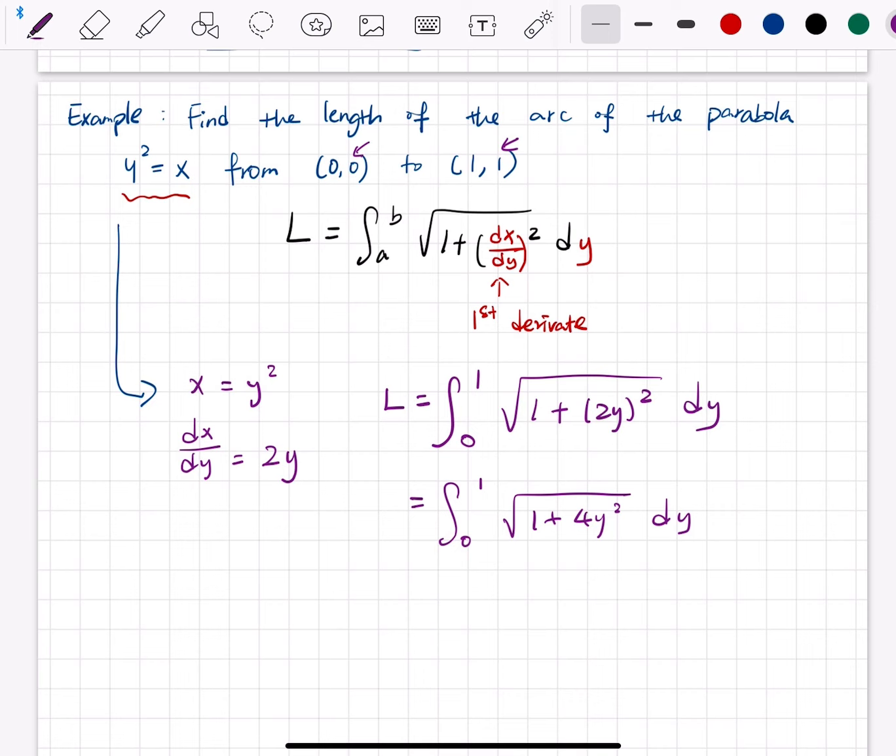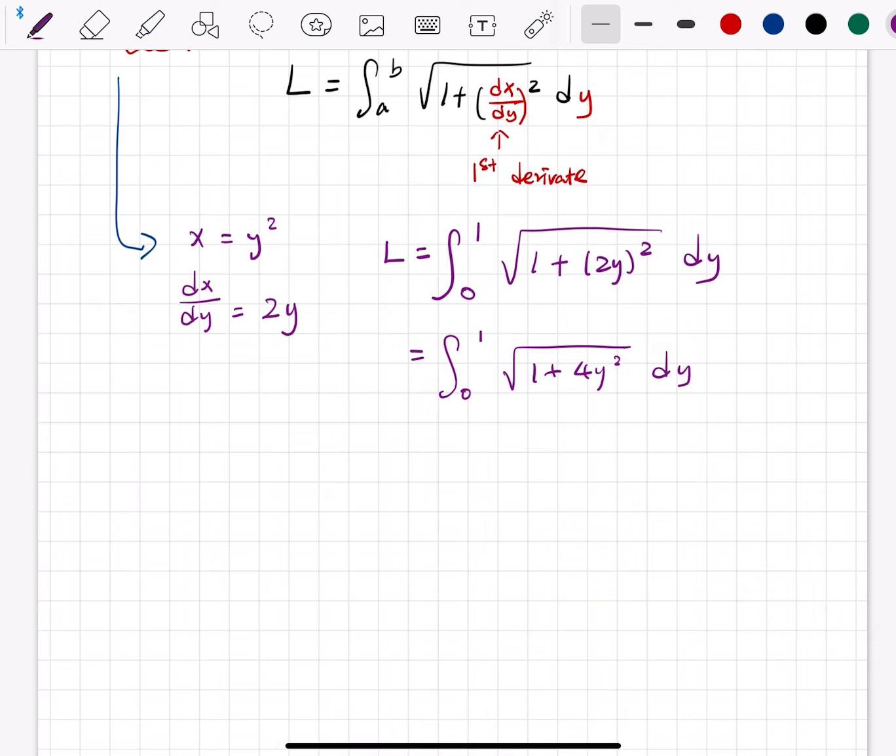The antiderivative, the integration, is a little bit trickier because we have the integral of square root of 1 plus 4y squared. This is actually the setup for trig substitution. So what I'm going to think is, 1 plus 4y squared, I'm going to match it with 1 squared plus 2y squared.